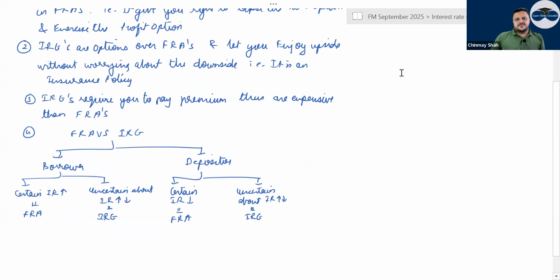So FRA versus IRG. If the borrower is certain that the rate is going to go up, he should take FRA. But if he is uncertain whether the rate will go up or go down, he should use an IRG. A depositor, if he is worried about interest rate or he certainly knows interest rate is going to go down, should take FRA, right? Because IRG is a bit more expensive than FRA.